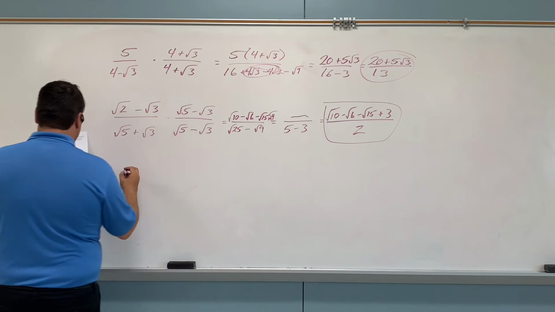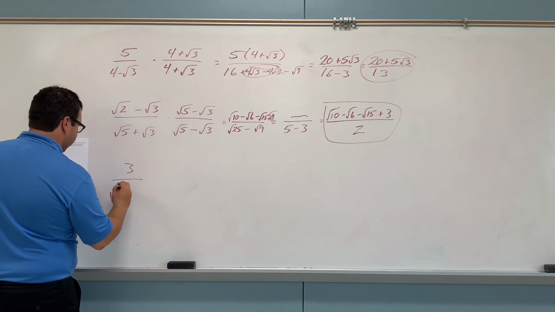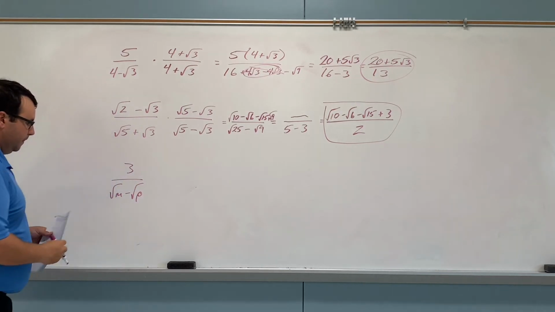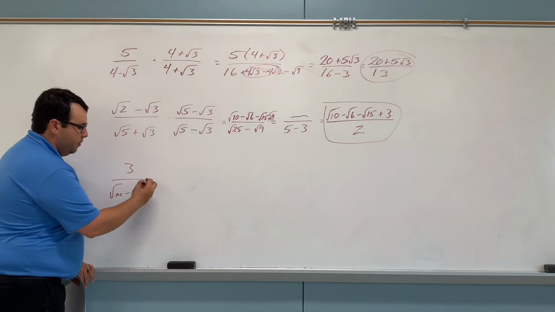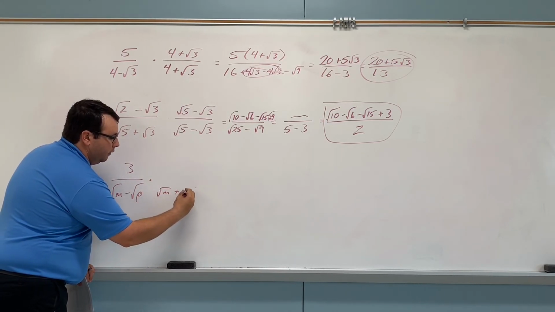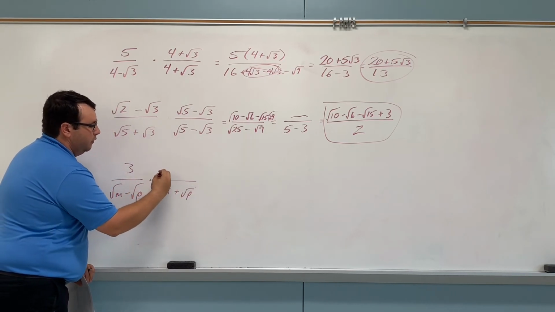Let's try this last example. I have 3 over the square root of m minus the square root of p. My conjugate value would be the square root of m plus the square root of p. What I do to the bottom, I do to the top.